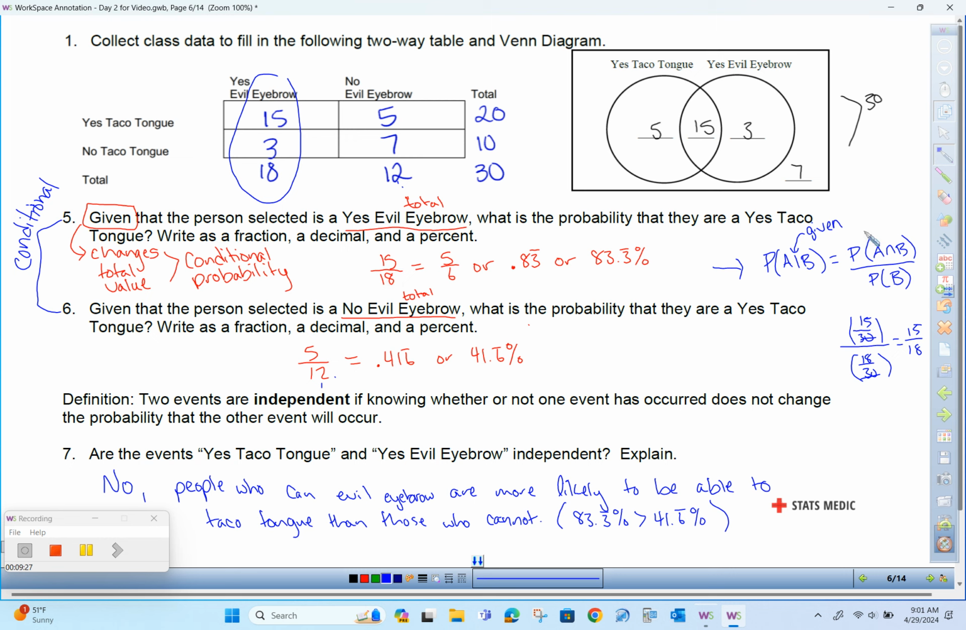Okay, so your note card helps you if you get stuck, but it really relies on you understanding all of those symbols. All right, so then on the bottom, we're going to say no. Let's talk about independent for a little bit here.